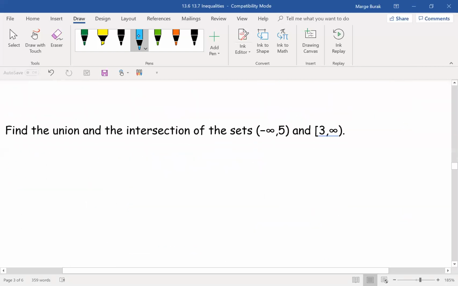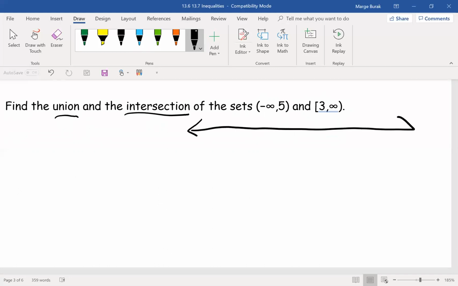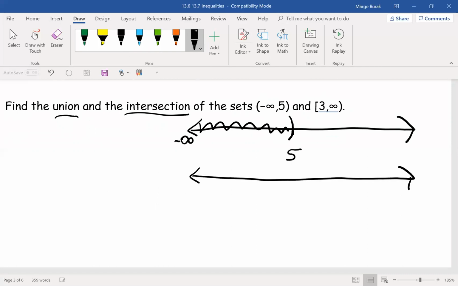Now let's look at it with a bit more math. We want the union and the intersection of these sets. First thing I suggest is you look at these on a number line, because this one starts at negative infinity and it goes to 5, right? I'm going to go this way because it's not including 5. But this one starts at 3, which is going to be over here, and it goes to positive infinity. Now, this one is closed, so that does include 3.